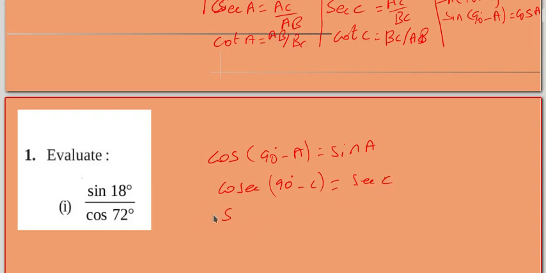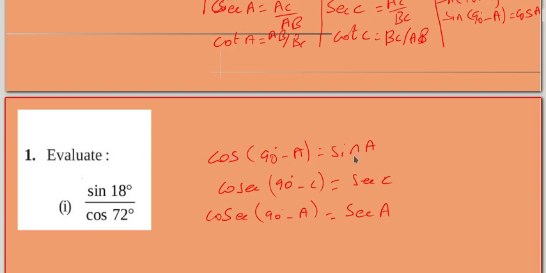In the same way, cosecant of 90 minus A becomes secant A. So for each angle, the complementary angle will be 90 minus that angle. So cosecant 90 minus A is secant A, and cosecant 90 minus C is secant C.